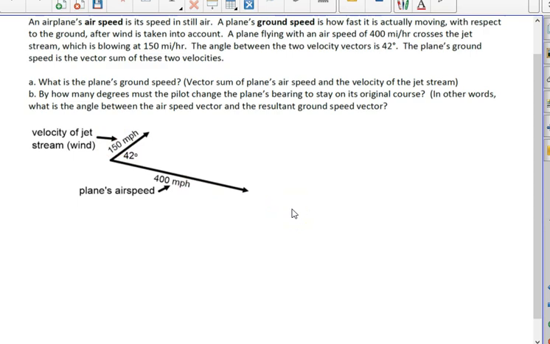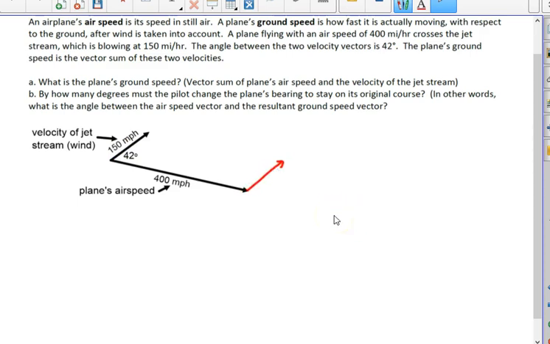So we're going to add these two vectors, and then by how many degrees must the pilot change the plane's bearing to stay on its original course? Okay, so it's going to have to point a different direction to stay on course. So remember that if we want to add two vectors, we have to move the vectors. So I'm going to just move this one over here. And I know you can't do that. You'd love to be able to do that.